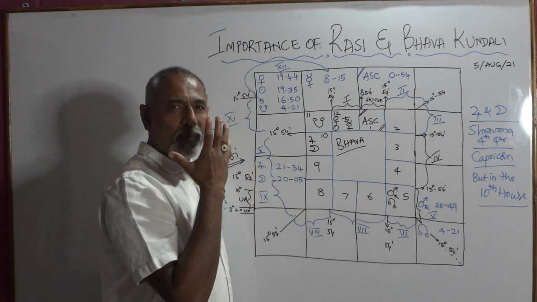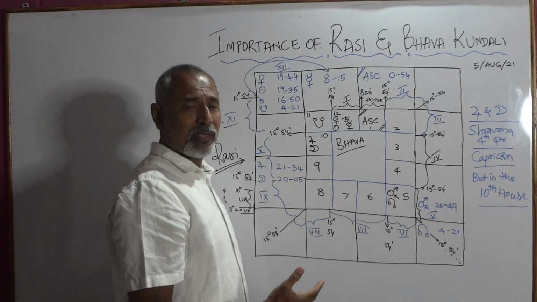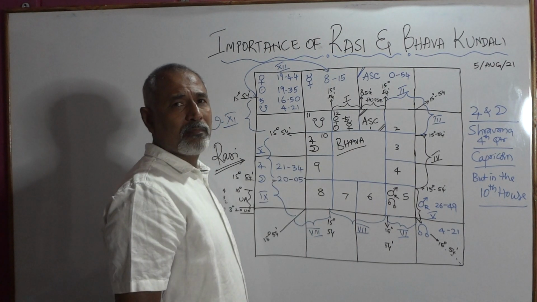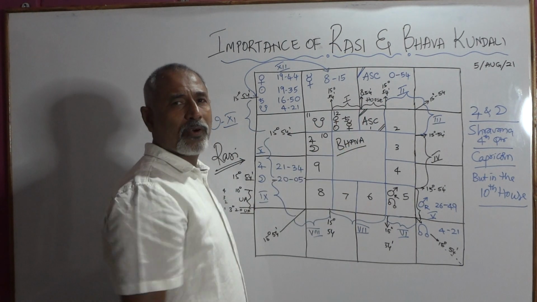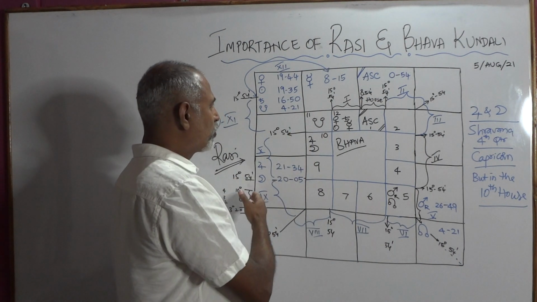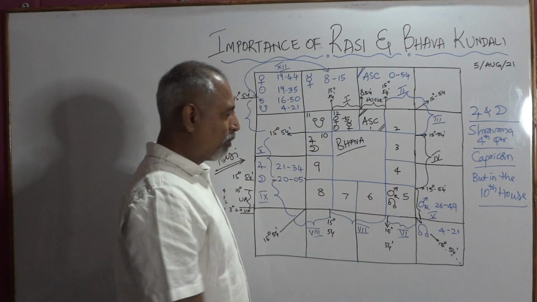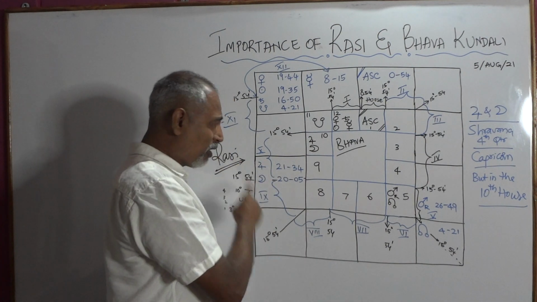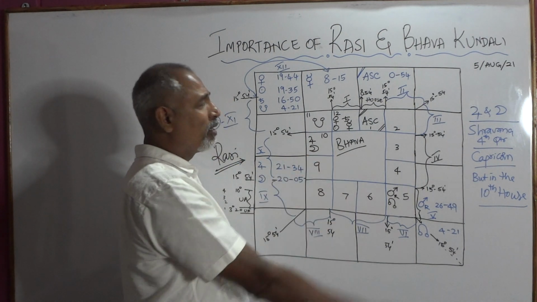This debilitation is only a face value. Intrinsic value is that it is actually exalted. There is Nichabanga Raja Yoga. This is a chart of a strong Nichabanga Raja Yoga. So I am not going into all details now. I am just telling you this much because this is how a Bhava chart has to be interpreted.